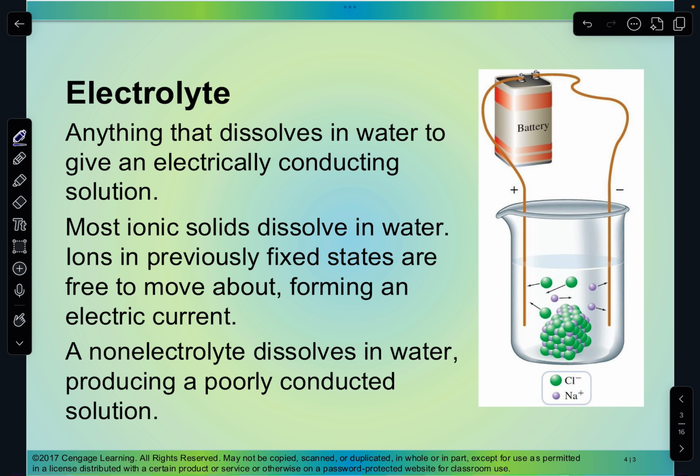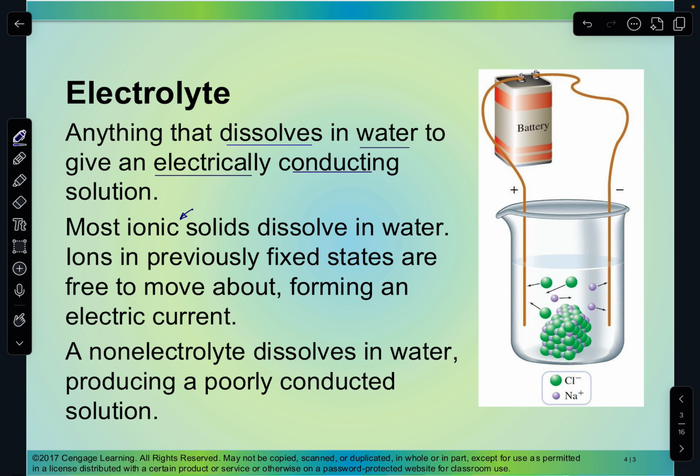And so this is called an electrolyte. Anything that dissolves into water and gives an electrically conducting solution is an electrolyte. So if you have something that completely dissolves in water, then it's going to be an electrolyte. Most ionic solids are going to dissolve into water. Some are going to only do it slightly. Some are not going to do it at all, but most of them are.